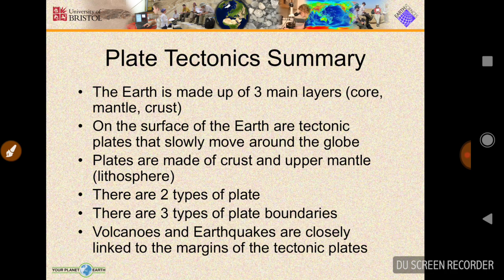So the three types of plate boundaries are convergent, divergent, and transform boundaries. And inside the convergent boundary, you'll see continental margins, you'll see continental-oceanic margins, and you'll see oceanic margins. The differences being where you're going to find mountain building, and where you're going to find trenches, and where you'll see volcanism.